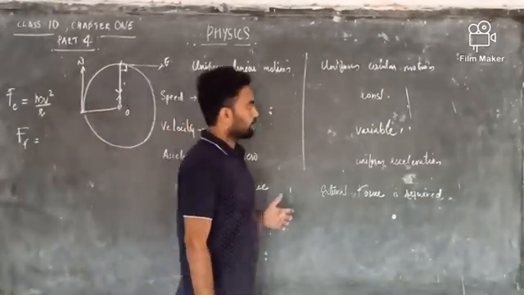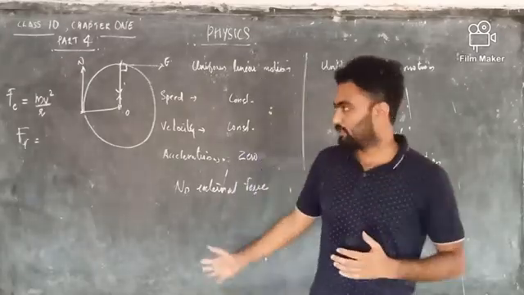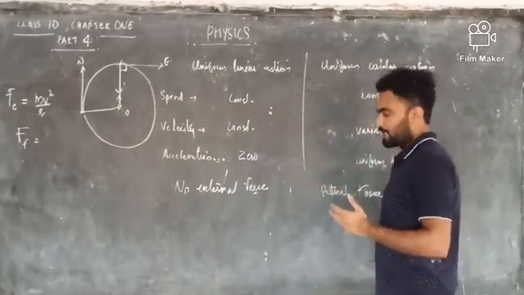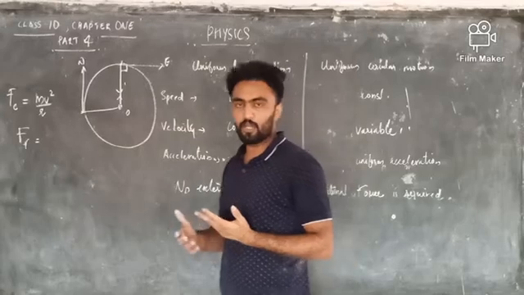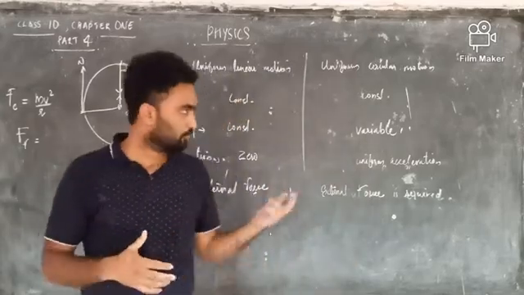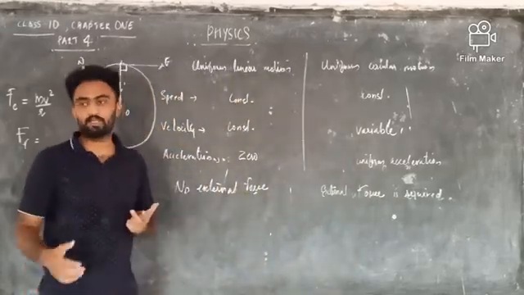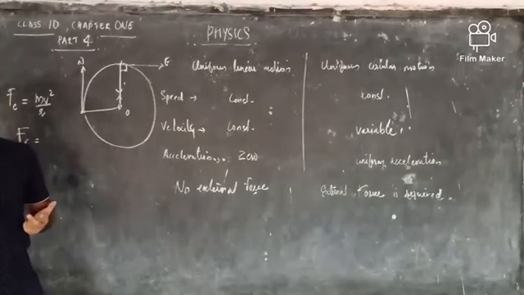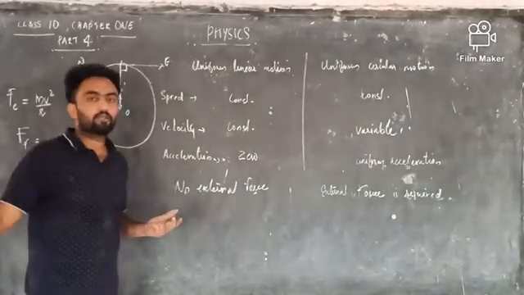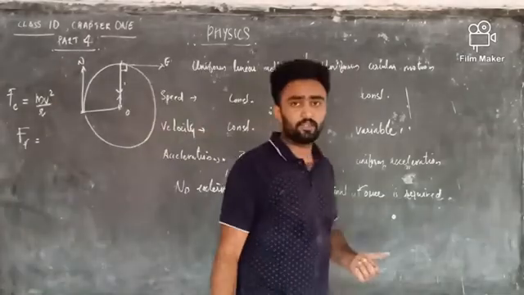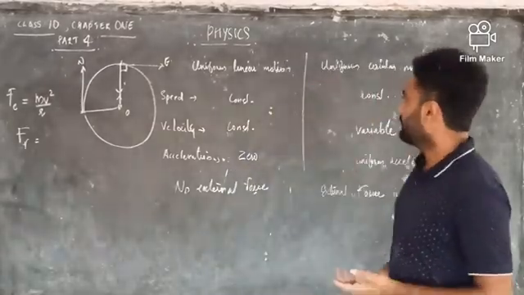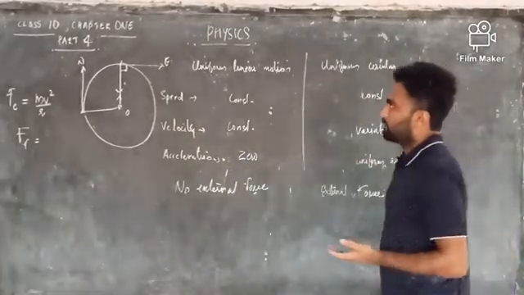So I think you are clear about these particular portions. Today in this portion we have discussed center of gravity, how to calculate the center of gravity of bodies, then uniform circular motion, especially centripetal force, centrifugal force, and the difference between centripetal and centrifugal force. So that's all about this chapter 1.